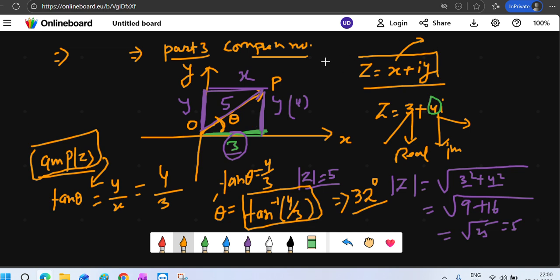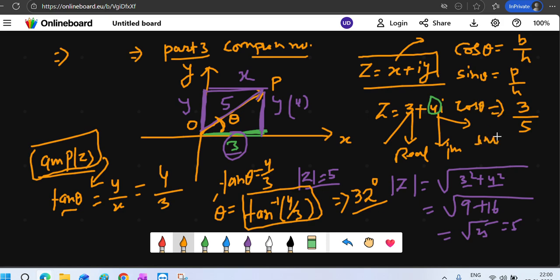Basically, there can be a polar form of this. You saw how we found tan theta. Similarly, you can find cos theta. Cos theta is B by h, and sin theta is P by h. So your cos theta will be base 3, h is 5, so 3 by 5. And your sin theta will be P by h, where P means perpendicular, so 4 by 5.